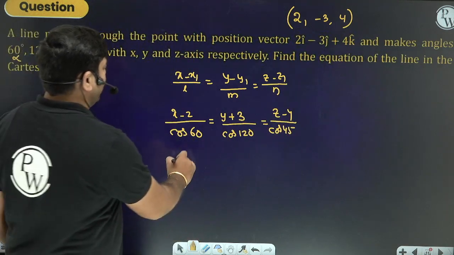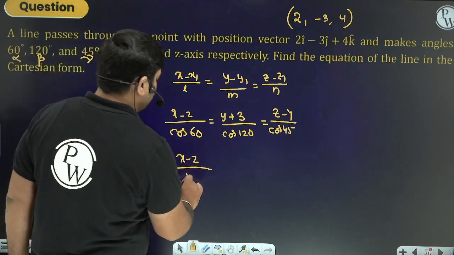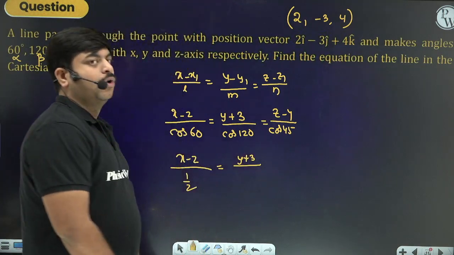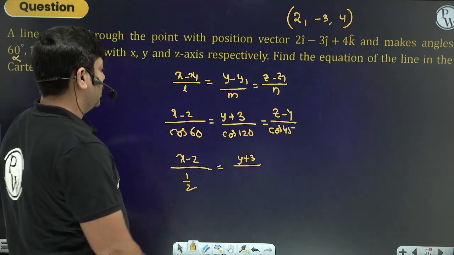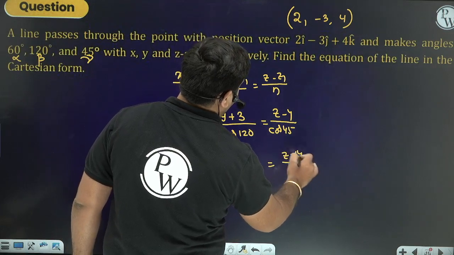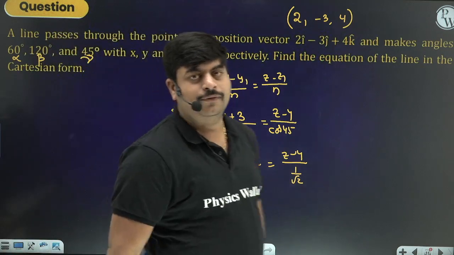So (x minus 2) by cos 60. What is cos 60? Cos 60 is 1 by 2. 1 by 2 is equal to (y plus 3) by cos 120. Cos 120 is cos of 180 minus 60, which is minus cos 60, so minus 1 by 2 again. That is equal to (z minus 4) by cos 45, which is 1 by root 2. So just take all the reciprocals and you will be done with your answer.